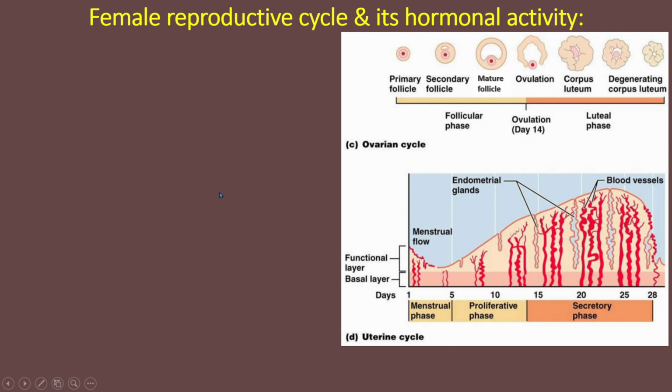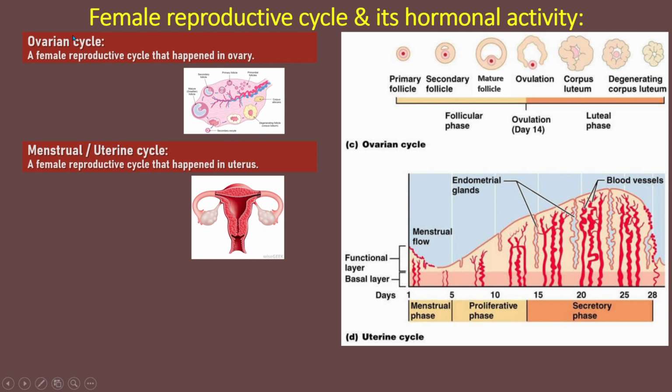In the female reproductive system, there are two reproductive cycles that occur every month, and each cycle occurs between 1 and 28 days. The two types of reproductive cycle are: the ovarian cycle, a female reproductive cycle that happens in the ovary; and the menstrual or uterine cycle, a female reproductive cycle that happens in the uterus. So this is the uterus.